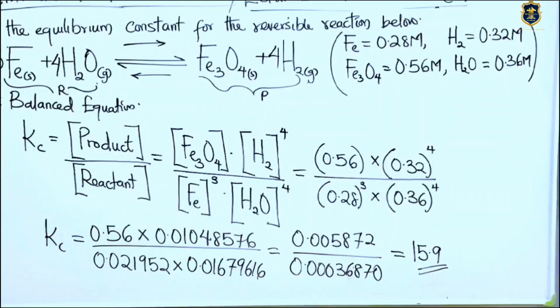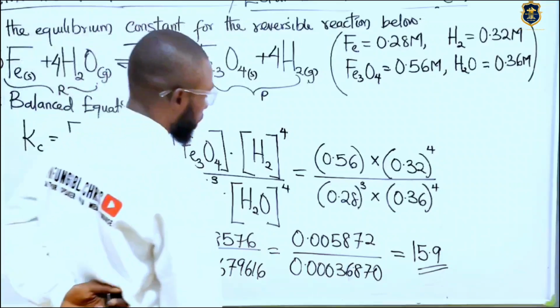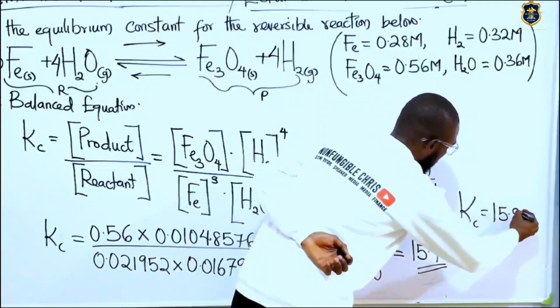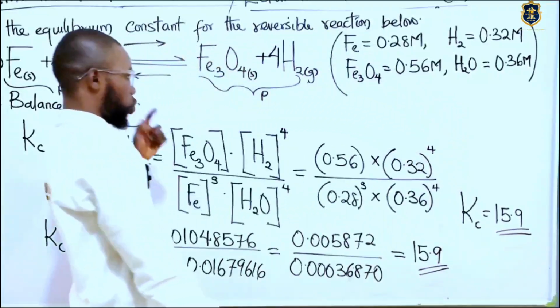Of course, you know that constant has no units. Alright, so that's the answer. Therefore, we can now say that our Kc is equal to 15.9. That's the answer to this question on the board.